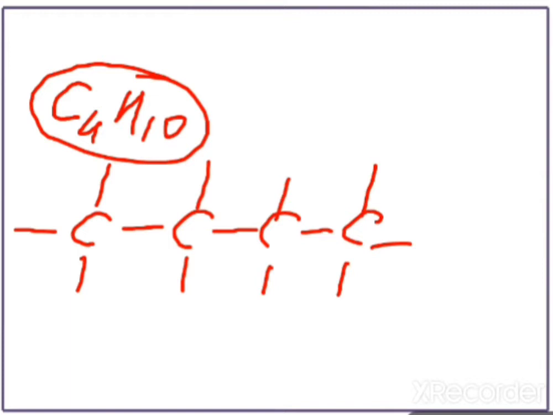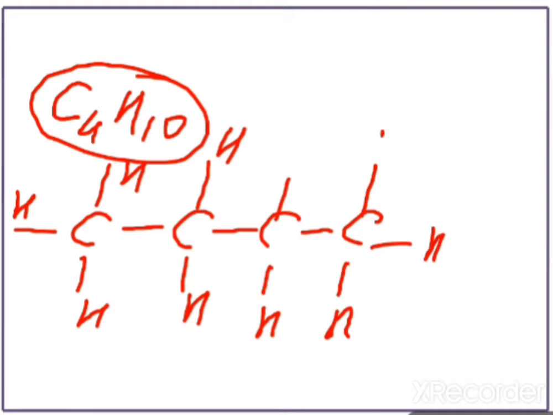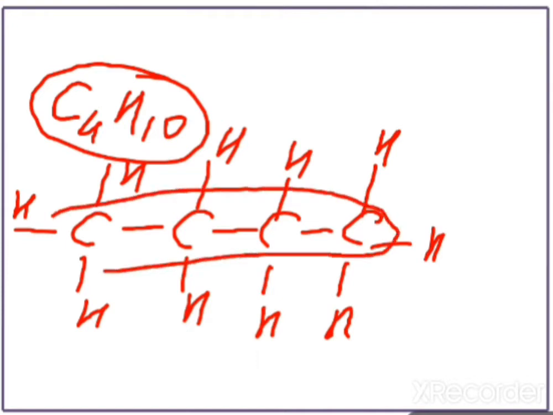See, here the total number of hydrogens is 10: 1, 2, 3, 4, 5, 6, 7, 8, 9, 10. So the total number of hydrogen atoms is 10. Okay, so this is the straight structure. You can see this is a straight structure. Carbons are arranged in a straight line. For the same molecular formula, the name of this compound will be butane.